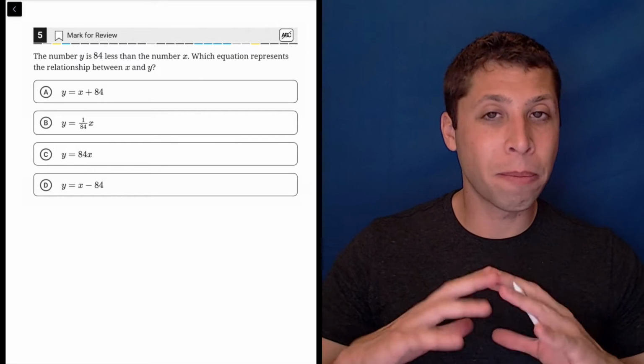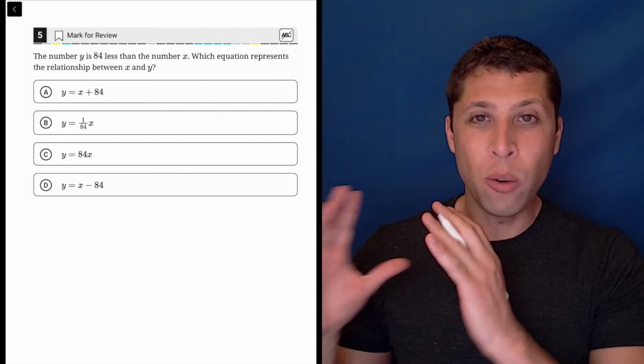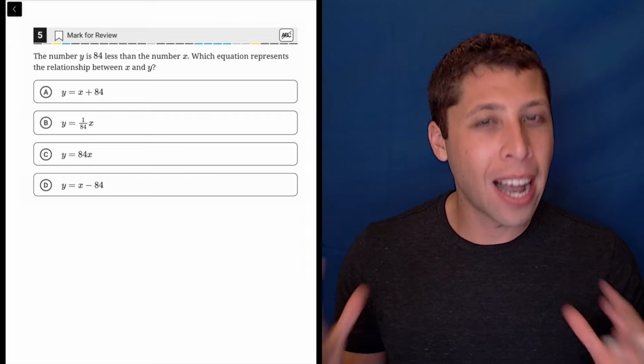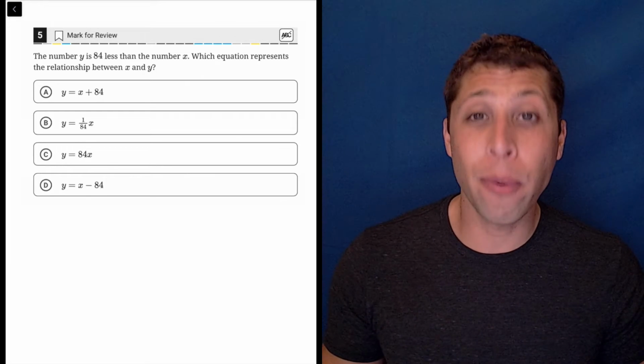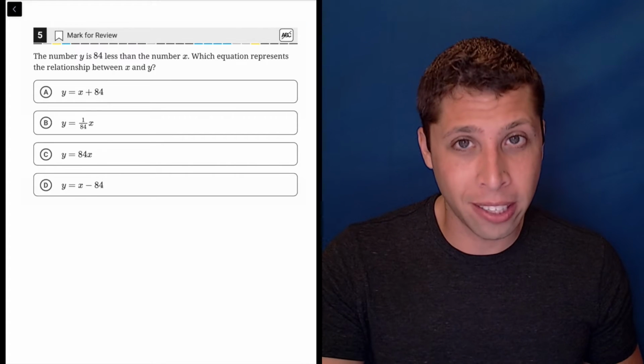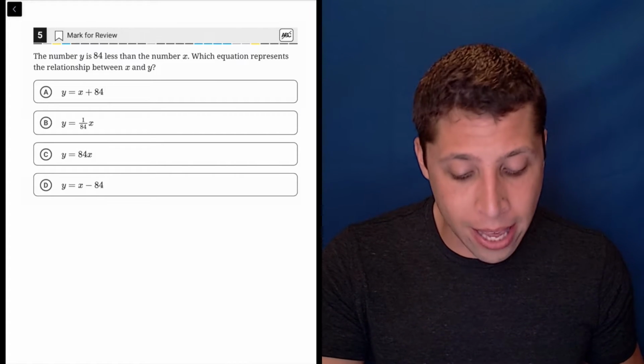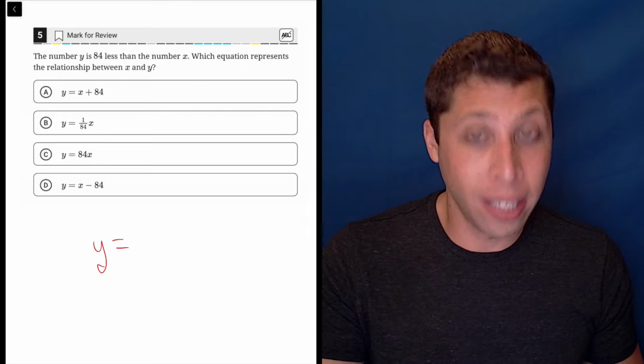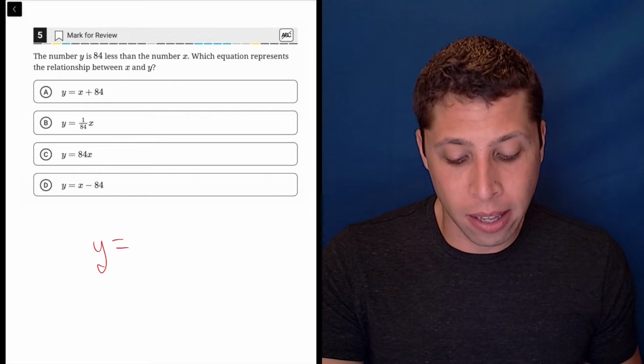All right, this is some pretty straightforward turning words into equations. This is the kind of thing you really need to be okay with on the SAT and just for any algebra class in general. We're turning this into an equation: y equals 84 less than the number x.